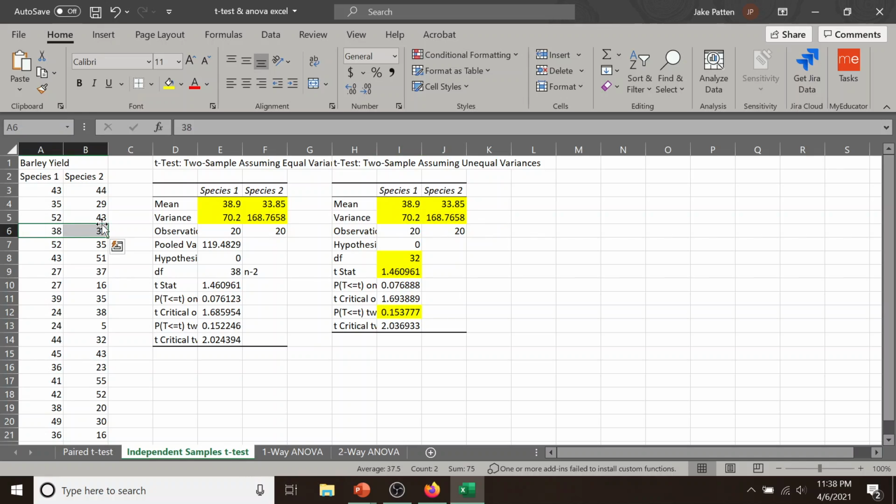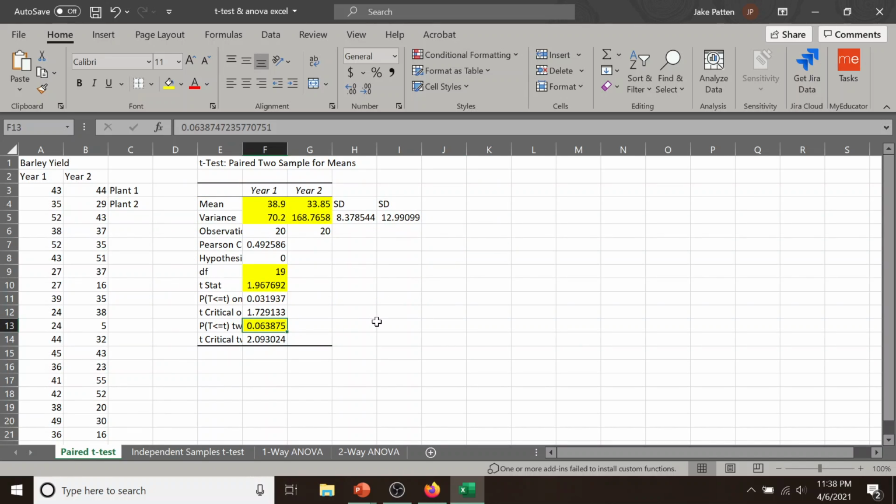Again, these data, exactly the same as our paired samples t-test. Look at this two-tailed p-value. Look at this two-tailed p-value. It is very different.